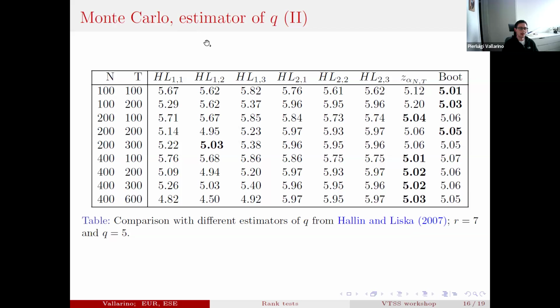Finally, we compare ourselves with 6 possible estimators that can be constructed using the methodology of Onatski and Luciani. We see that in 8 out of 9 cases, our estimators outperform those of Onatski and Luciani. Only one instance, the one of HL12, is outperforming our estimators.